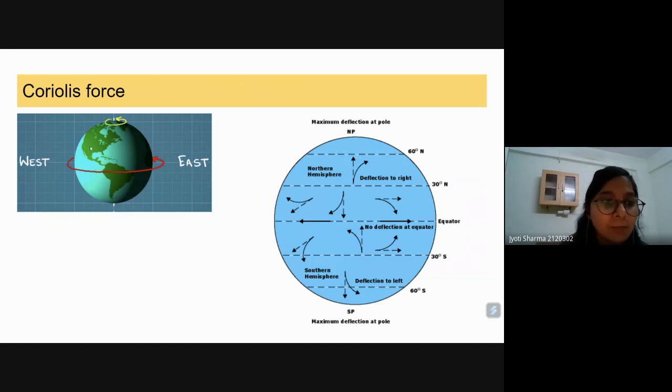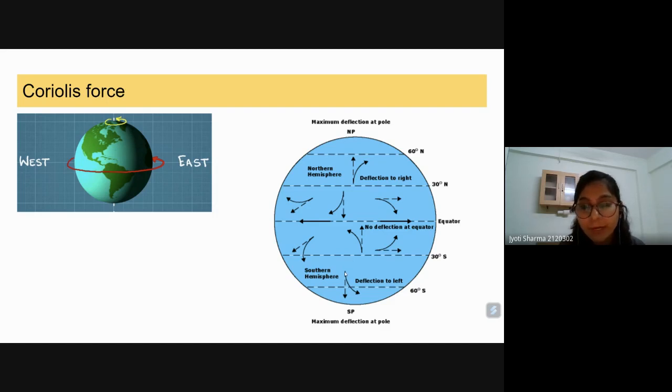We know that Earth moves from west to east. So our reference frame is moving from west to east, and if our wind wants to move from south to north, what will happen? Because our reference frame is moving in this direction, west to east, our wind will also be deflected in this direction. So in the northern hemisphere, the wind is deflected to the right side.